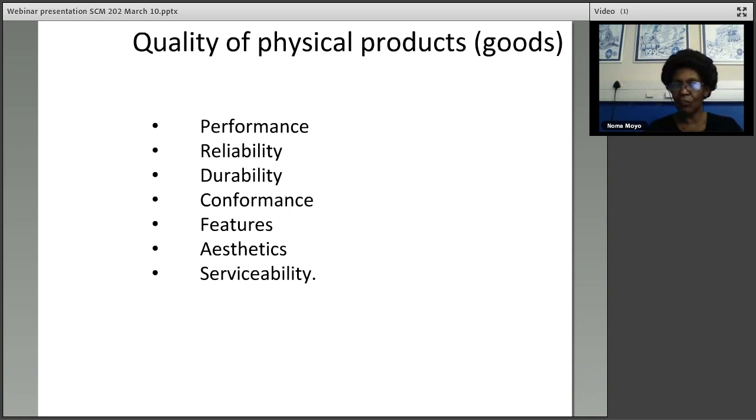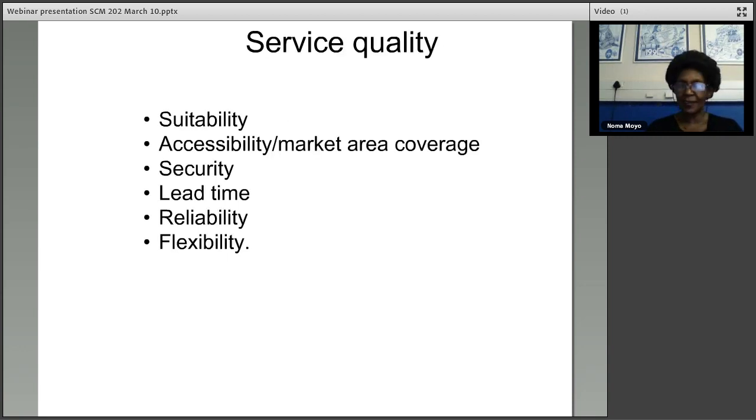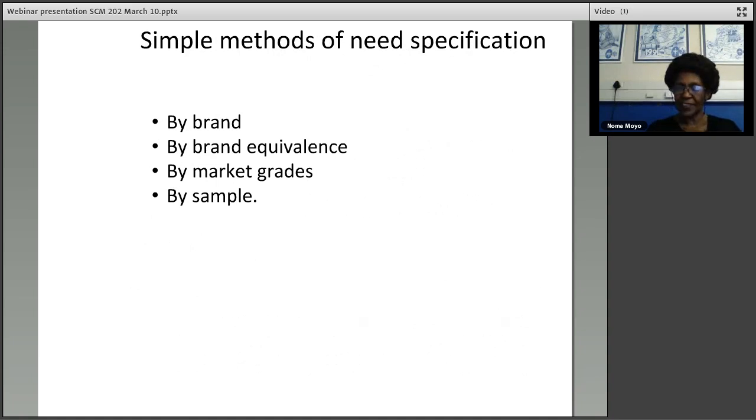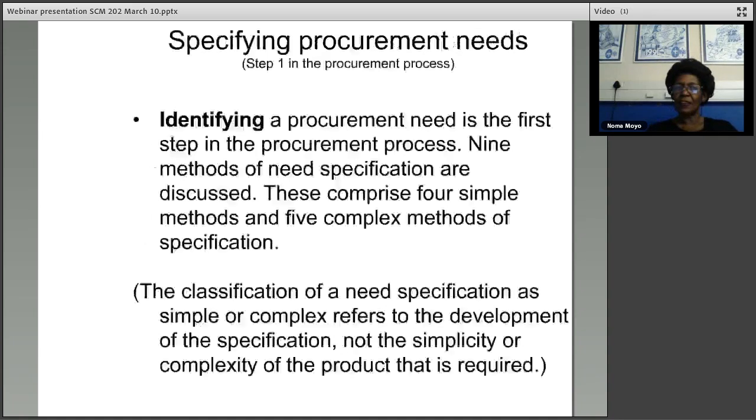Then the quality of physical products will be judged by performance, reliability, durability, conformance, features, aesthetics, and serviceability. Then when we talk about service quality, we are talking about suitability, accessibility, that is market area coverage, security, lead times, reliability, and flexibility.